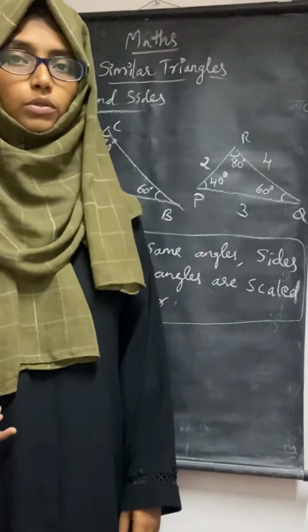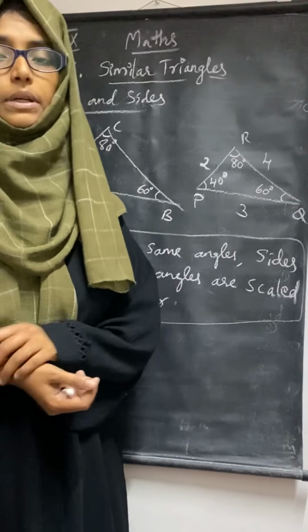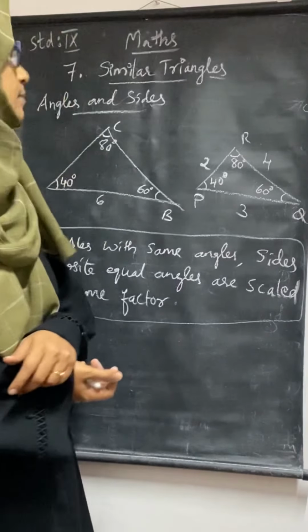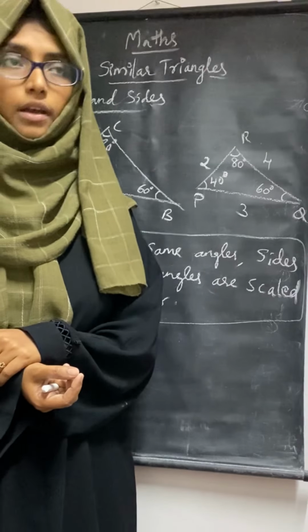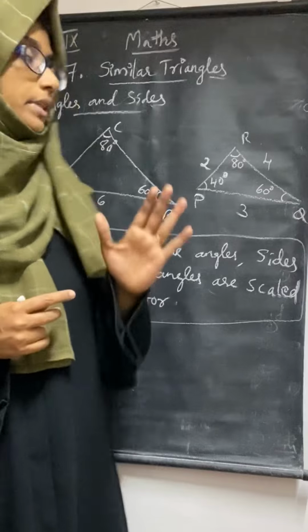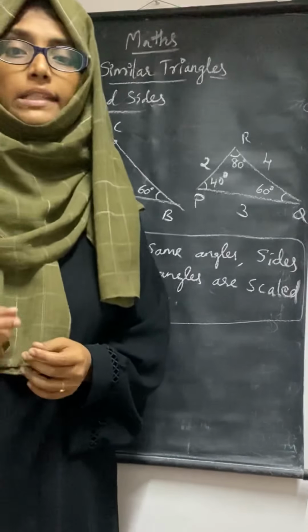Now we'll move on to the next chapter, that is chapter number 7, similar triangles. Similar triangles, that is the last chapter of the first part of the textbook. Okay, so this is our last chapter. We're going to see what you mean by similar triangles.